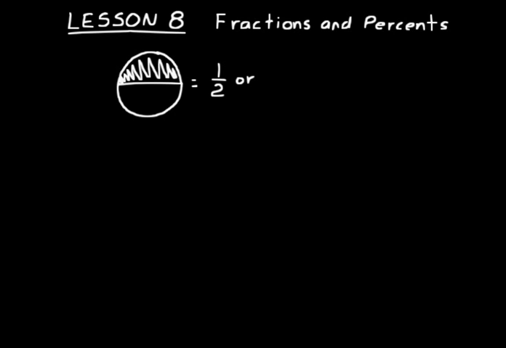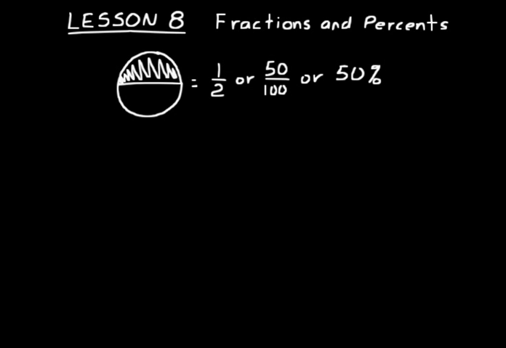Now just think about 50%. Think about the word percent. It means per 100. So 50% is 50 per 100. 50 over 100. And so in percent form we write 50 and we put this little symbol at the end.